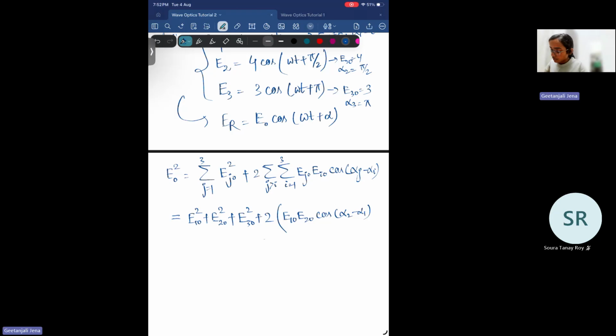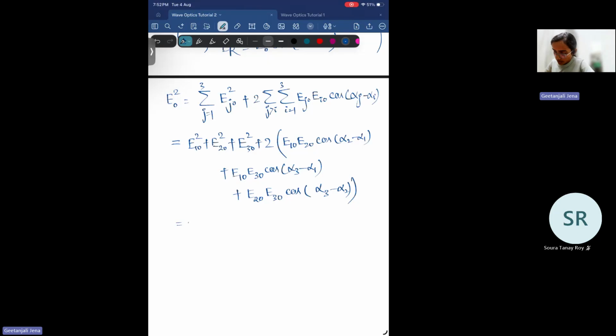And for I1, we have J2 also. So plus E10, sorry, E30 cos alpha 3 minus alpha 1. Then we increase the I to from 1 to 2. So we have E20, and for 2, we have J3, plus alpha 3 minus alpha 2. All the values are already known to us.